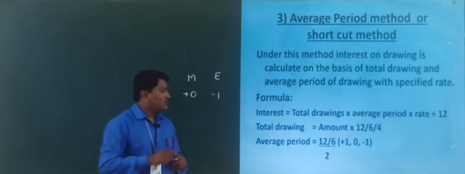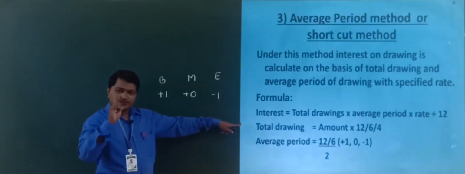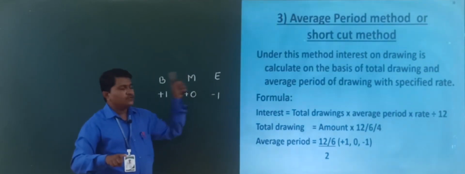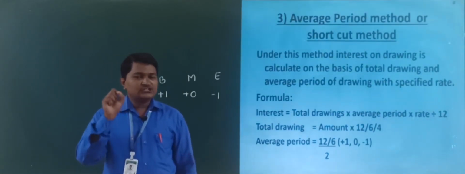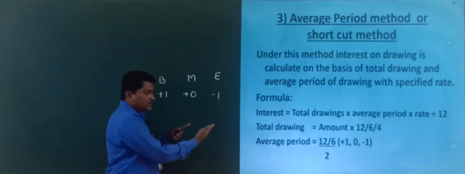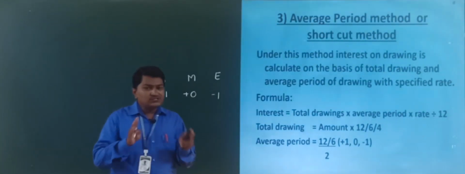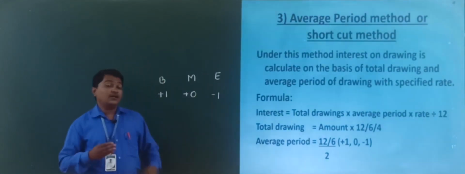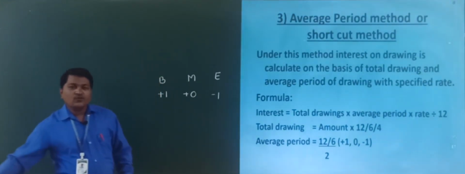So please concentrate. Before we start the problem, first what do we need to calculate? First we calculate total drawing, later average period, and lastly we calculate interest on drawing. Understood? So to calculate interest on drawing under the average period method, you first calculate total drawing, then average period, and later interest on drawing, right? By using this formula we calculate interest on drawing under the average period method, and it is also called the shortcut method, right?